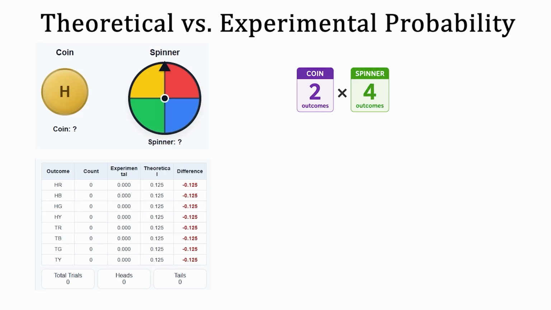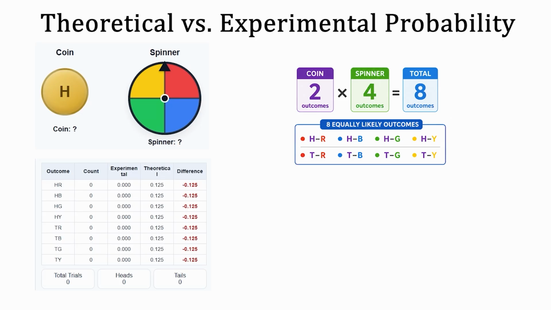Because we are combining two independent events, we may determine the size of the sample space by multiplying the number of outcomes for each event. There are two possible coin outcomes and four possible spinner outcomes. Since 2 times 4 equals 8, our sample space contains 8 equally likely outcomes: heads red, heads blue, heads green, heads yellow, and tails red, tails blue, tails green, and tails yellow. Since all 8 outcomes are equally likely, each outcome has a theoretical probability of 1 out of 8, or 12.5%.